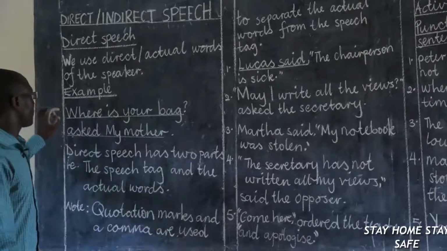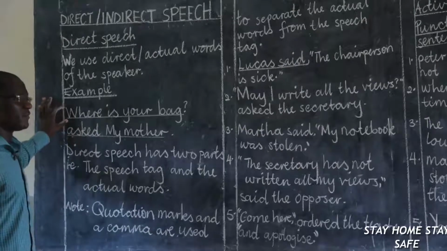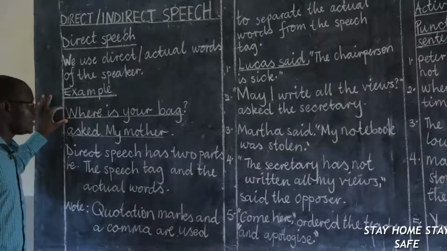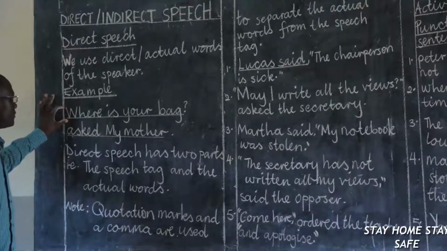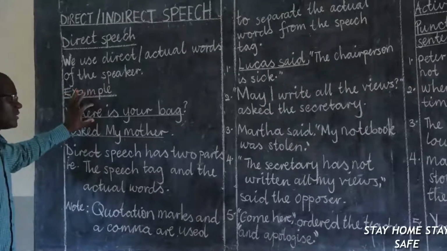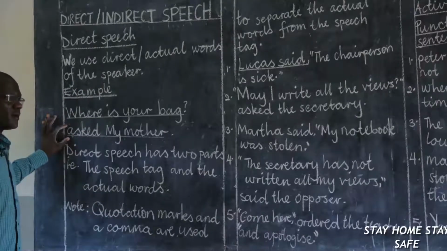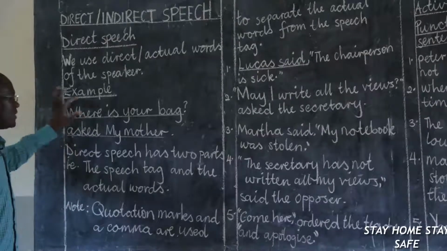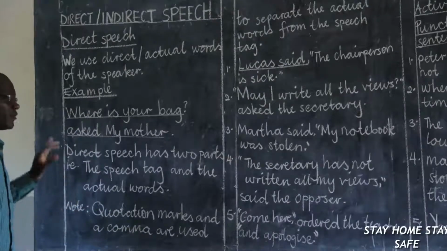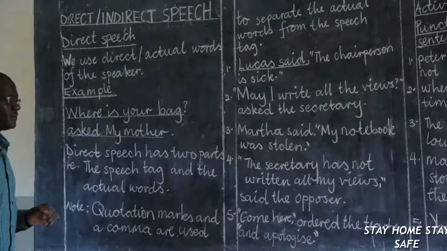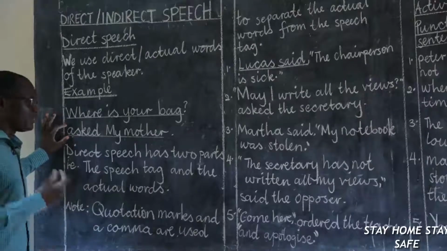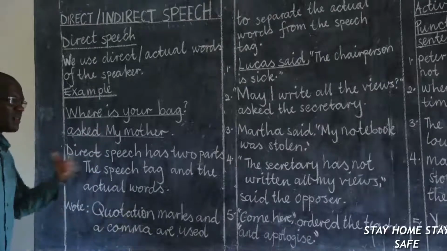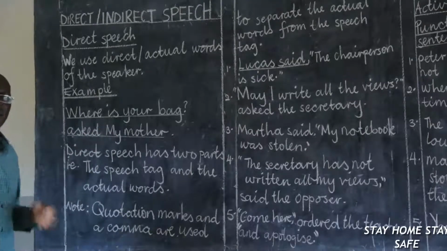For example, look at the words I have underlined here first of all. Where is your bag? Who could have said these words? My mother asked. So the actual words here are, where is your bag? These are the words that my mother said. But the words I'm using to speak what my mother said are, asked my mother.